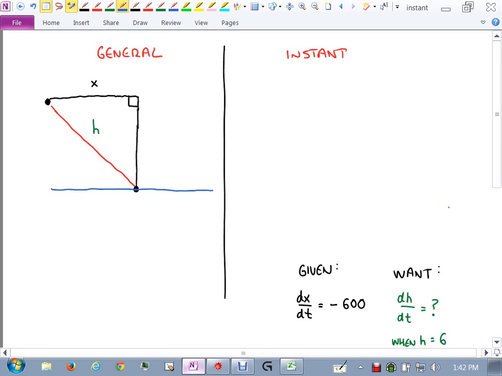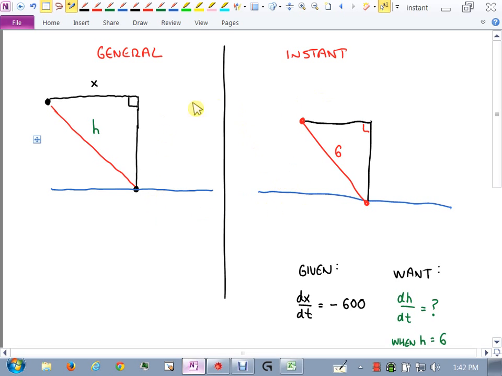All right, so as it is right now, I still haven't drawn my picture, my instant in time. Let me do that. At the instant in time, I've got this. And I have this is 6, right? I know that that's 6 at the instant in time.